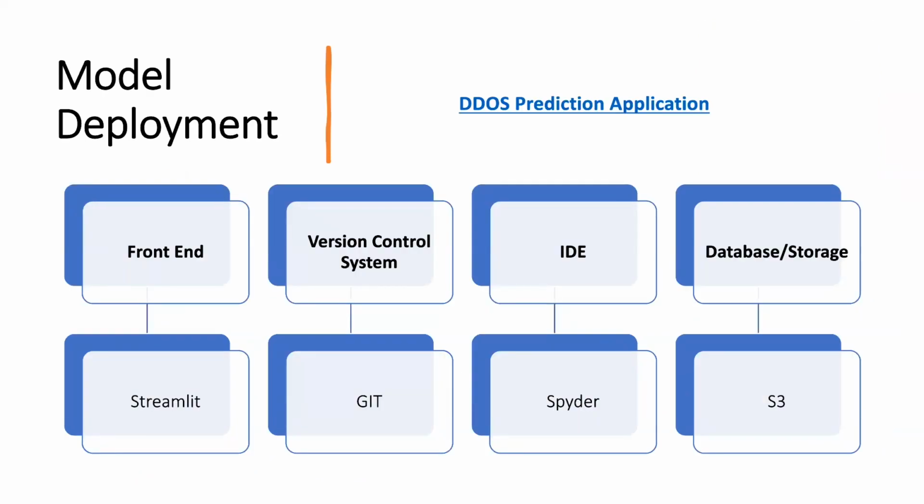In the model deployment, for the front end we have used Streamlit, for the version control system we have used Git, for the IDE we have used Spyder from Anaconda, and for database storage we have used S3. We have replaced the API with the version control system and the IDE to check out how this application works.